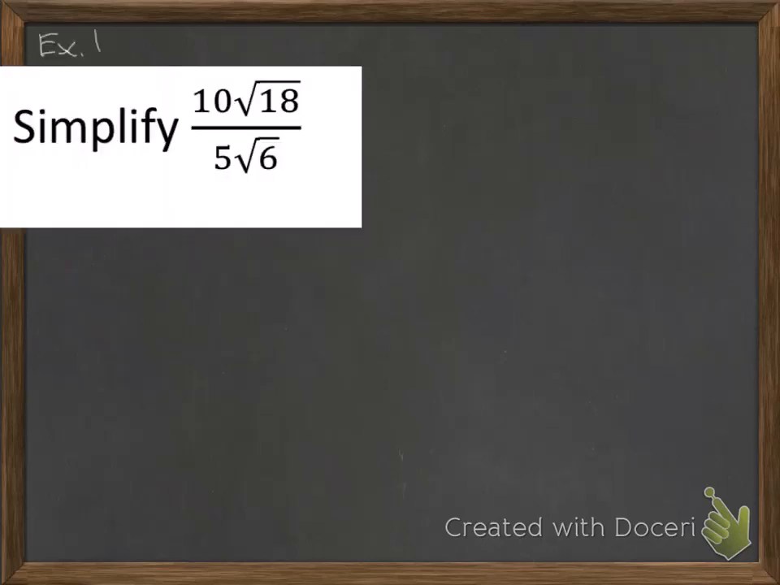So let's begin. So we have 10 times the square root of 18 divided by 5 times the square root of 6. So I would like to rewrite this in the following way. I'm going to rewrite this as 10 over 5 times, remember I can combine the 18 and the 6 under a single radical, 18 divided by 6. Okay. So you have 10 over 5 times the square root of 18 over 6. Well, 10 over 5 is just 2, and 18 over 6 is just 3. So my final answer is 2 times the square root of 3.